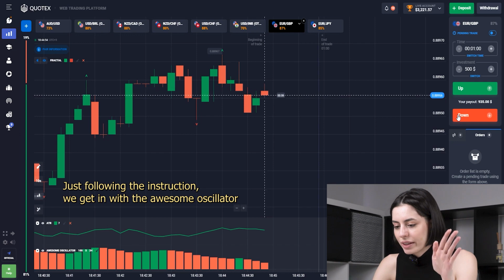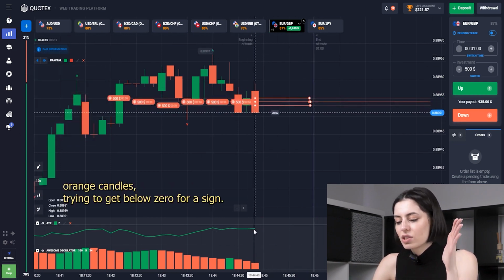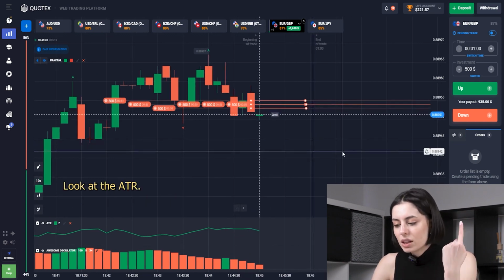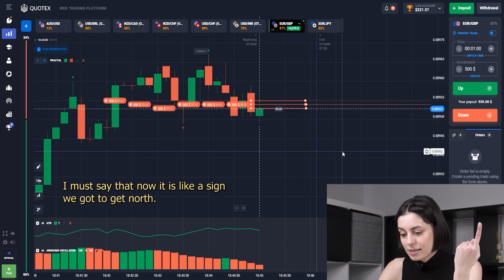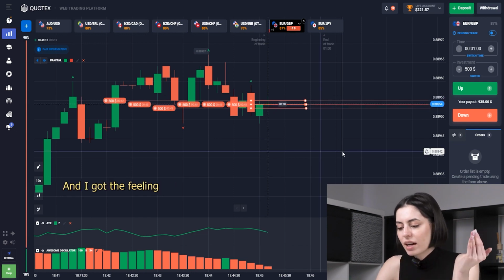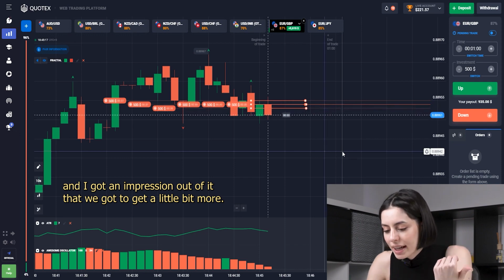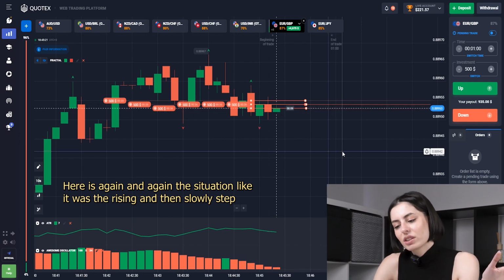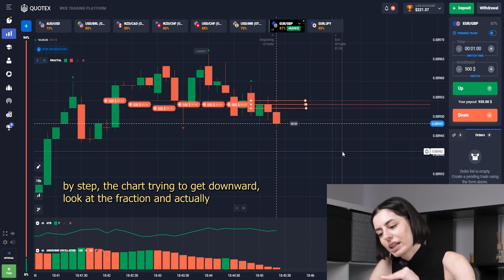Just following the instruction, we get in with the Awesome Oscillator. Orange candles are trying to get below zero. First sign. Look at the ATR. I must say that now it is like a sign we gotta get downward. So here's just like a heel, and I got the feeling and an impression out of it that we gotta get a little bit more downward. Look at the chart. Here again and again is the situation like it was rising, and then slowly, step by step, the chart is trying to get downward.